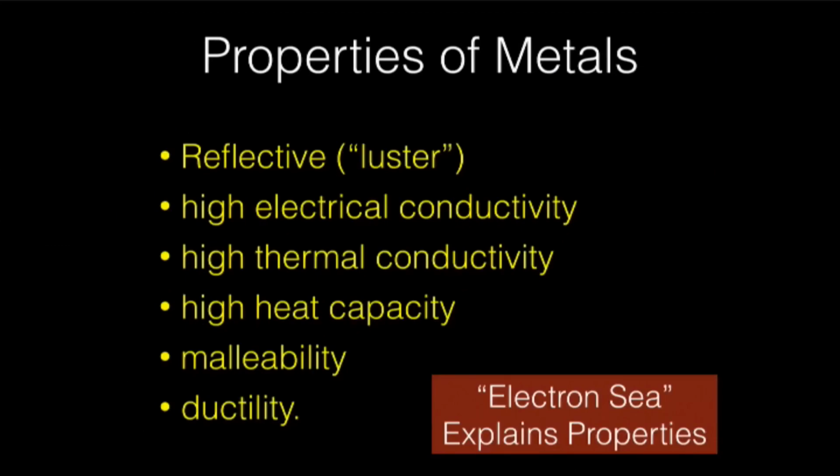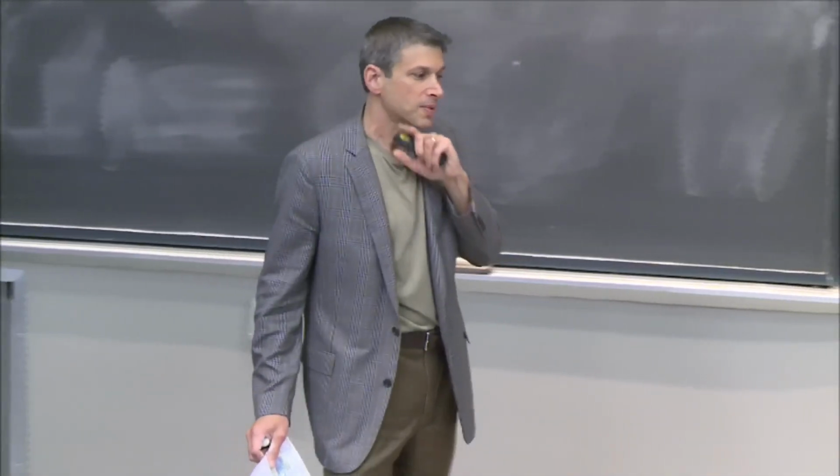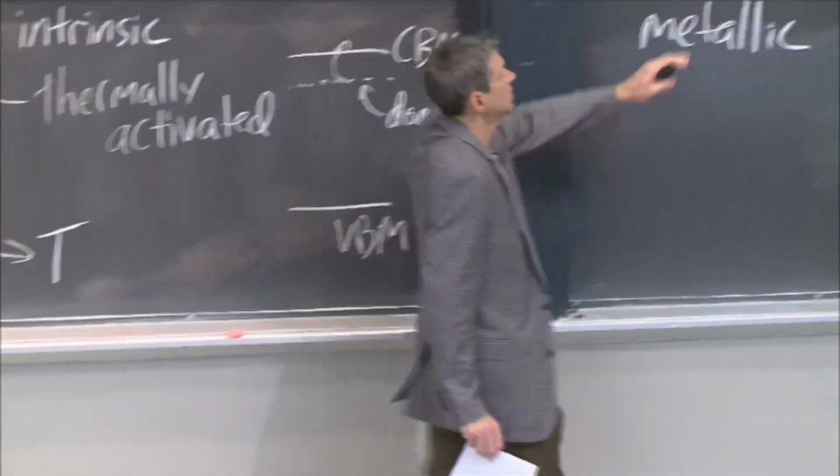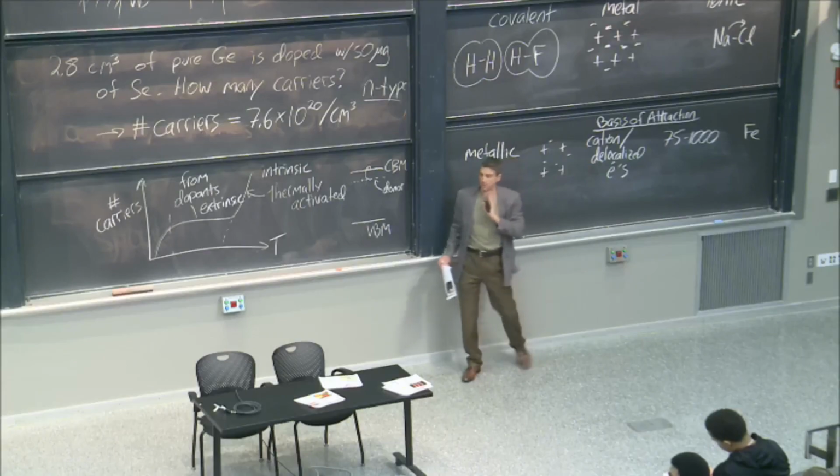They are reflective. They're shiny. There are literally settings in photo apps. Metallic. Make it look metallic, right? Well, because metals are shiny. They have luster. They have high electrical conductivity. That's the thing we talked about a lot already. They have high thermal conductivity. I'll mention that. High heat capacity. They're malleable and ductile. All of these and many more properties of metals can be explained from this one simple picture of the electron sea.